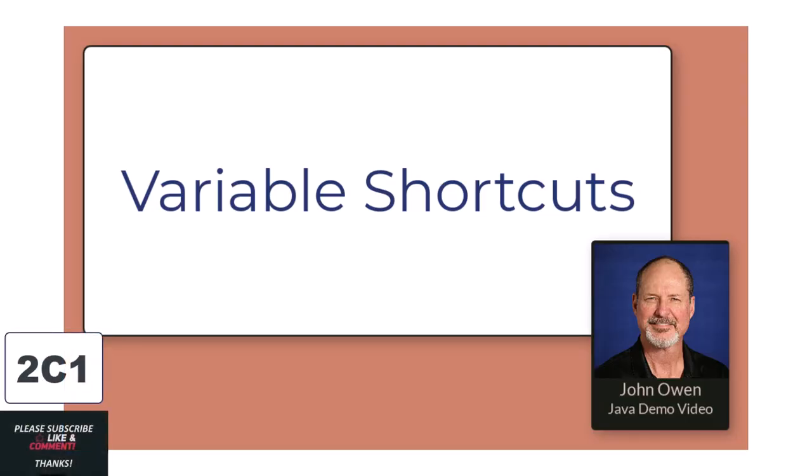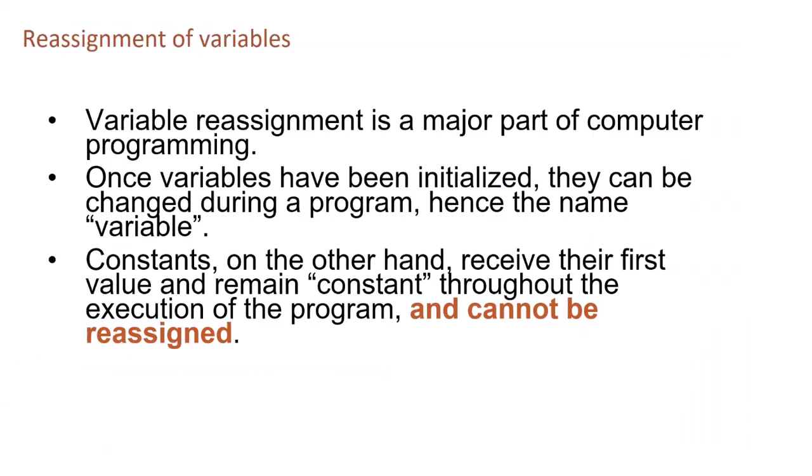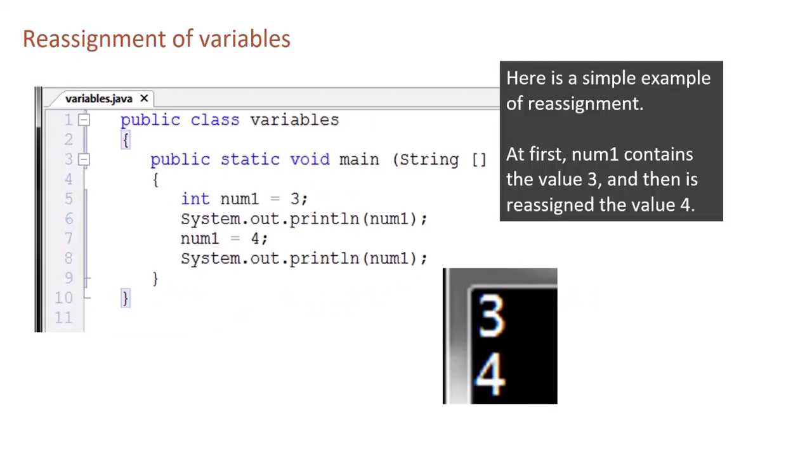Variable reassignment is a major part of computer programming. Once variables have been initialized, they can be changed during a program, hence the name variable. Constants, on the other hand, receive their first value and remain constant throughout the execution of the program and cannot be reassigned. Here is a simple example of reassignment.